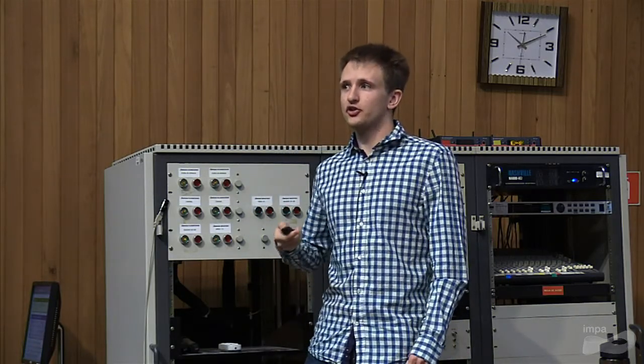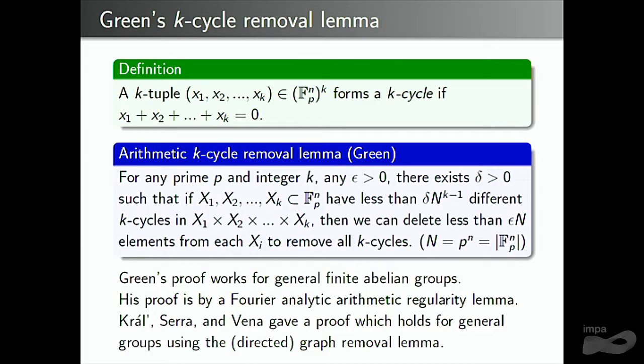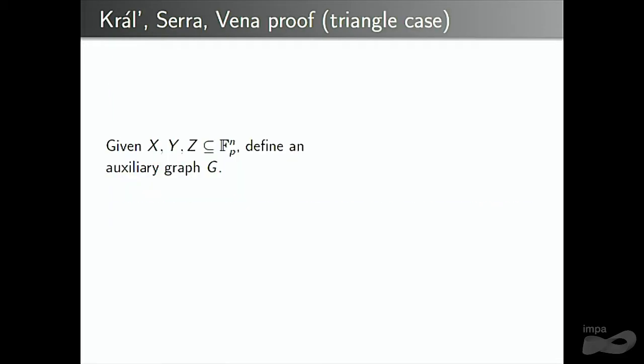Now, Král, Serra, and Vena gave a proof of this, which holds actually for general groups, and they showed that it follows from the graph removal lemma, the directed version, but you can also prove it for directed graphs. So, which means you can kind of think of this as looking at a special class of graphs. Let me briefly indicate their proof.